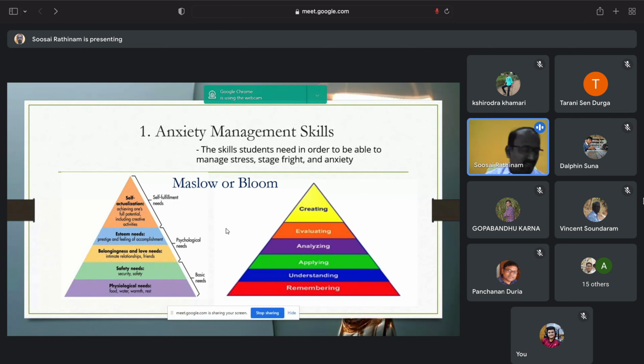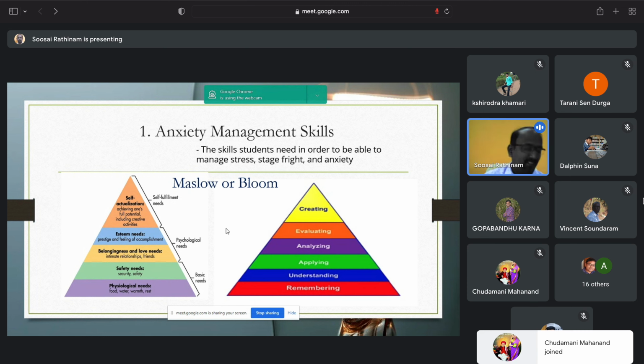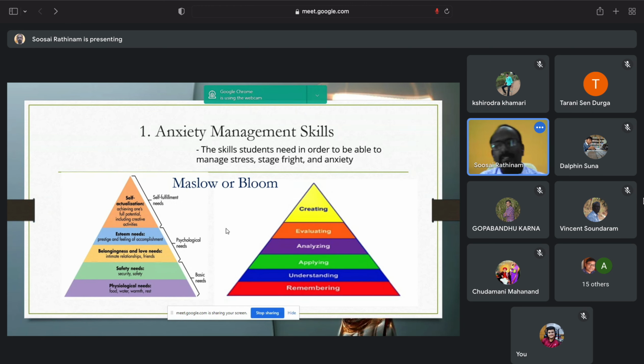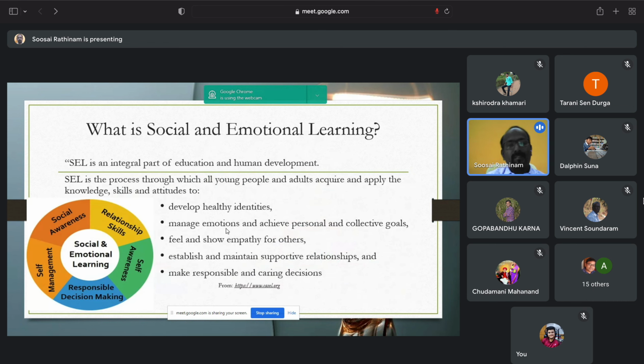But as we are aware, Maslow before Bloom is more important these days. That's what education these days has been talking about, social and emotional learning. Our students are not able to cope with their stress, anxiety and other things. A lot of pedagogical changes have been taking place, and people have started introducing social and emotional learning.